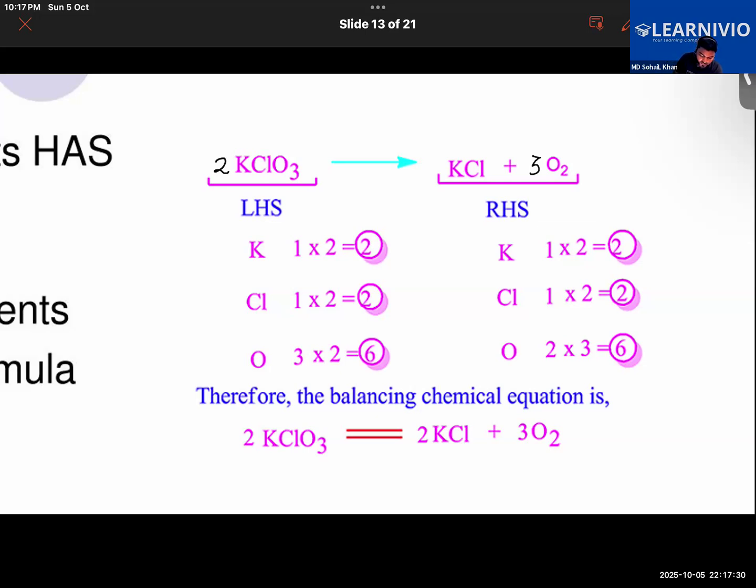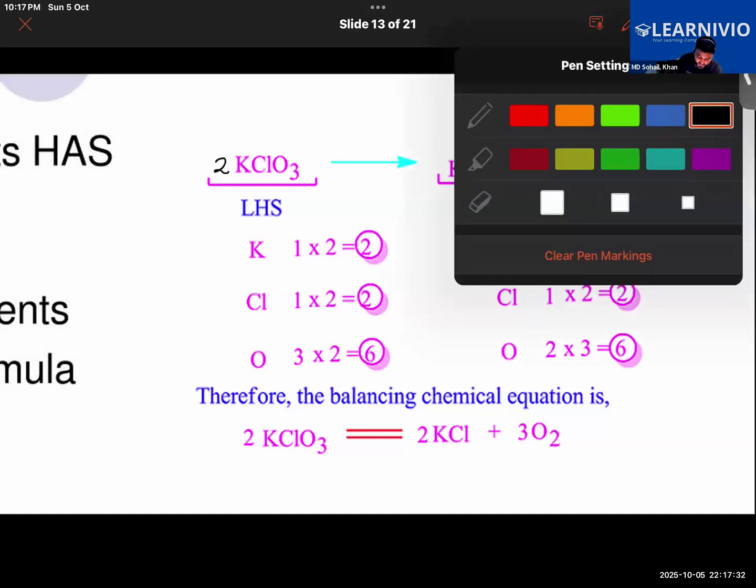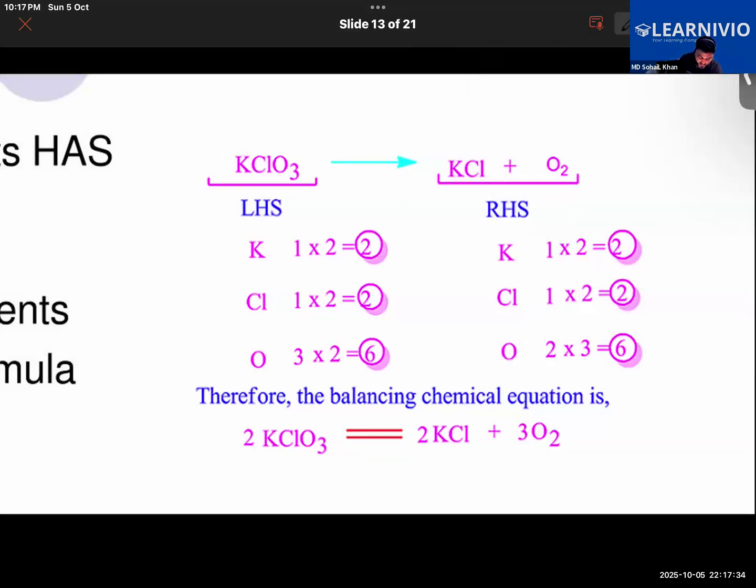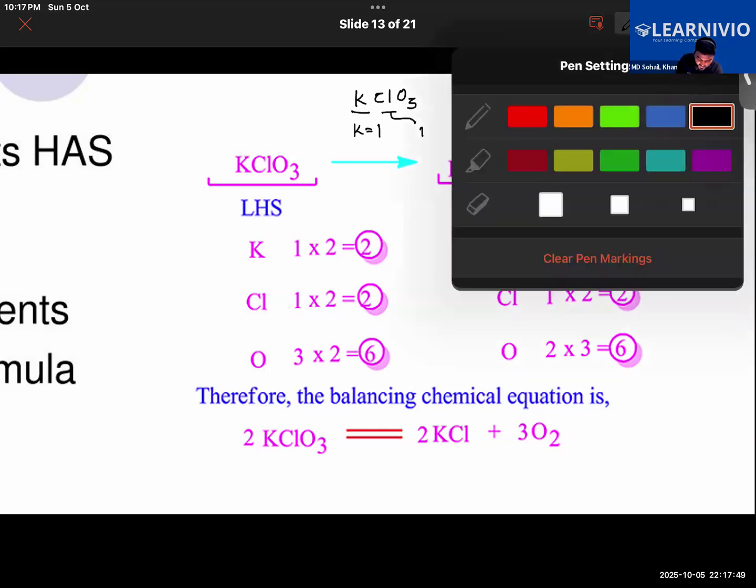Okay. Now forget for a while that we have not put the coefficient here. Earlier, when it was only KClO3, potassium chlorate, how many potassium atoms were there? One. Then how many chlorine atoms were there? One. But O is 3.